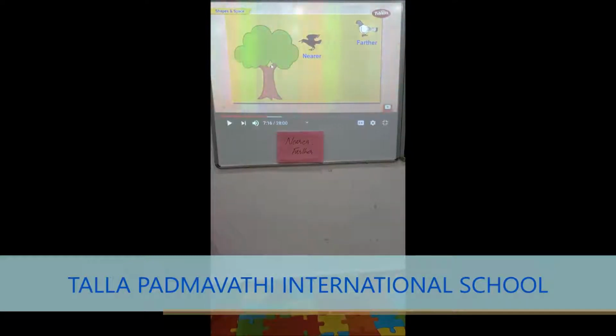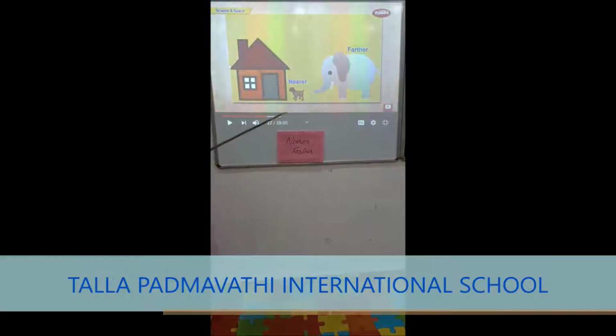Our next topic is nearer and farther. Here you can observe a picture where there is a crow and a pigeon. The crow is nearer to the tree, whereas the pigeon is farther from the tree. I repeat, the crow is nearer to the tree, whereas the pigeon is farther from the tree. Now let us see some other examples. In this picture, you can see a dog is nearer to the house, whereas the elephant is farther from the house.